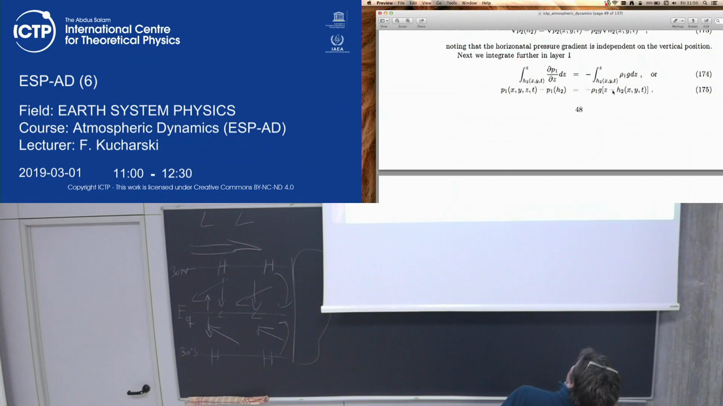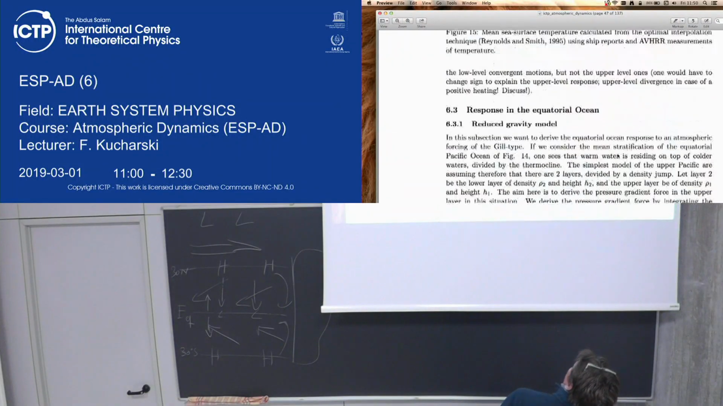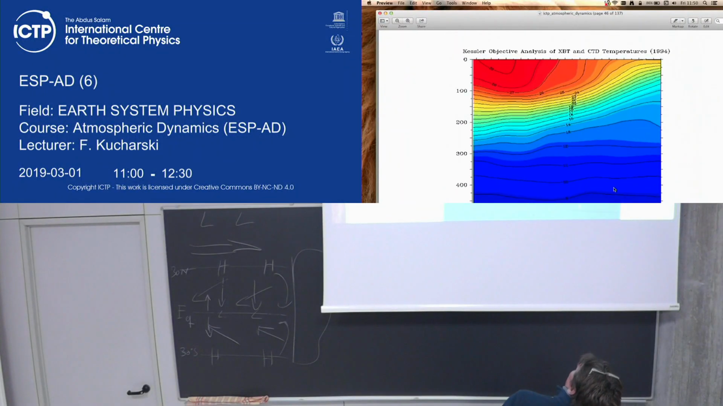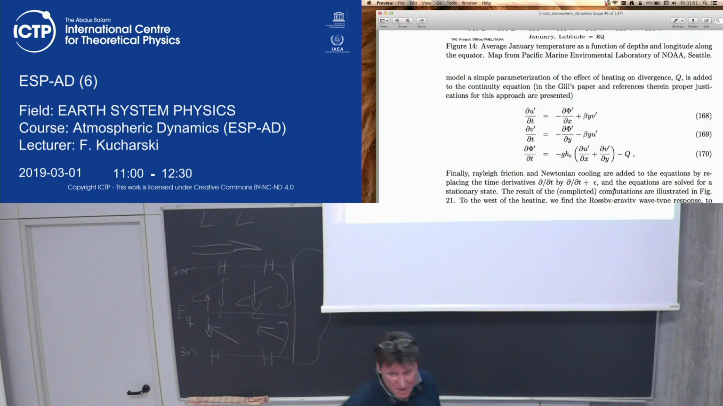Okay, so we want to describe this a little bit. We like equations, right? In principle, we know already everything, but now we want to make it more complicated by looking at equations. That has been done in a very famous paper by Gill in 1980, if I remember. There are two papers, one by Gill and one by a scientist called Matsuno. They analyzed the response of the atmosphere to an El Nino-like heating, an El Nino-induced heating perturbation.